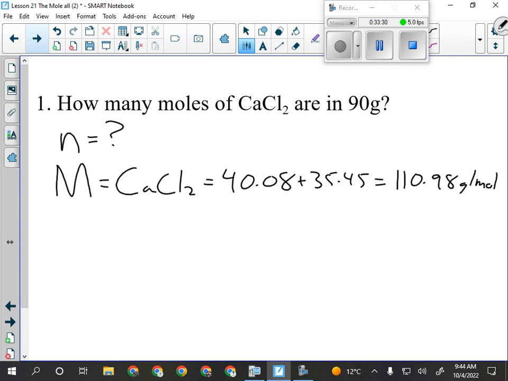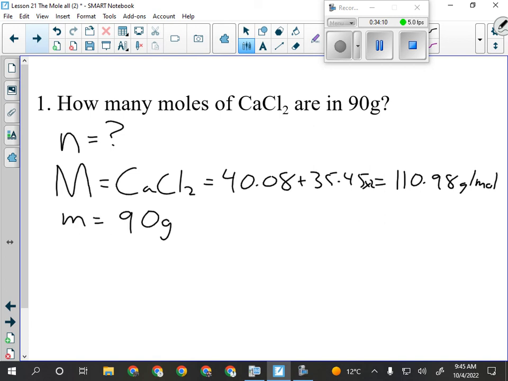So now I've got big M, and then it says, how many moles of calcium chloride are in 90 grams? What's the 90 grams? Sorry, times 2, yes. That's how you get 110. I do the math in my head and I lose my focus. All right, what's the 90 grams? What don't I have up here that's in the mole equation? Little m. So I've got 2 parts of the mole equation, little m and big M. And I'm looking for n.